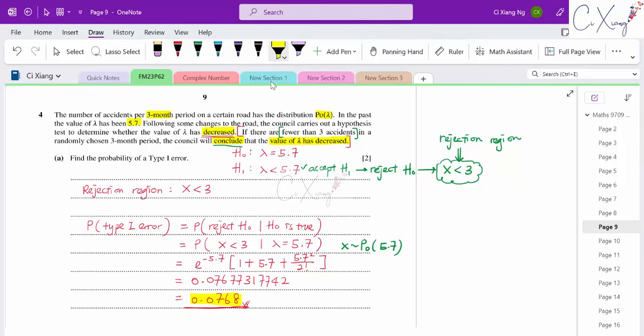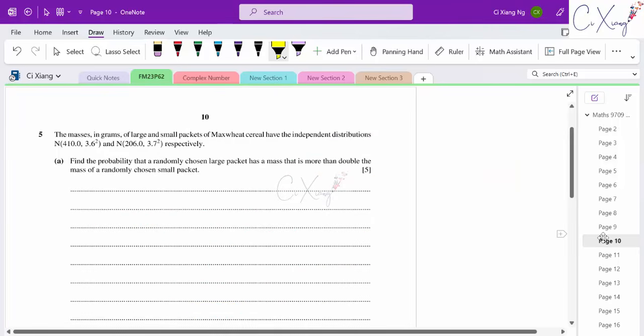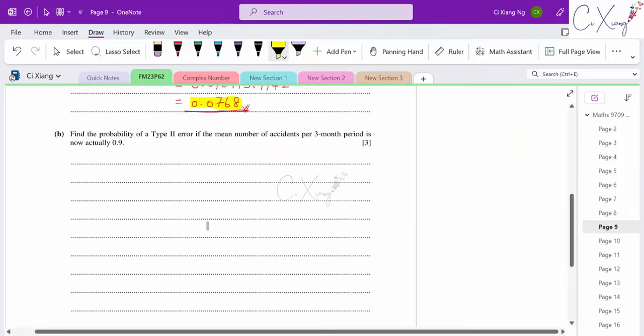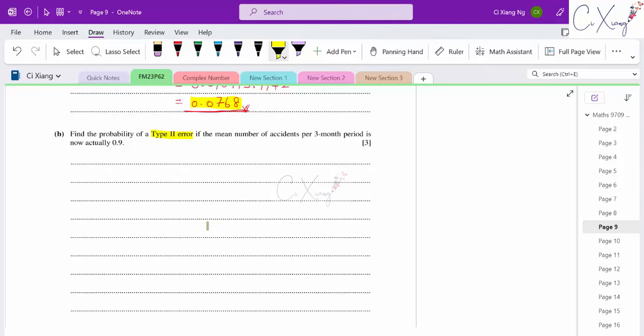Alright, then we can proceed to part B. So what do they want us to calculate for part B? For part B, they want us to find the probability of type 2 error if the mean number of accidents for a 3-month period is now actually 0.9.